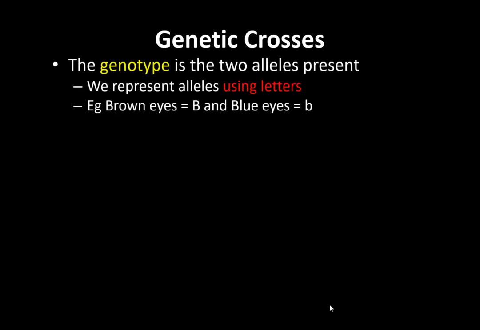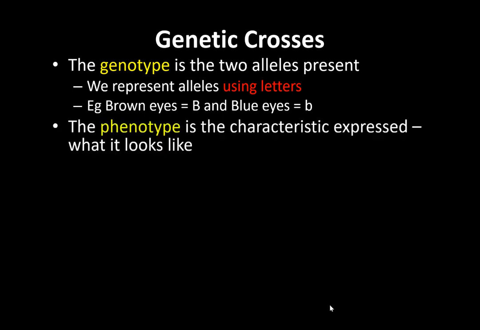So we can use this knowledge to work out what characteristics offspring might have. The genotype is the two alleles that are present. We can represent these using letters, and we always represent a characteristic using the same letter. But we represent the dominant allele with a capital letter and the recessive blue-eyed allele with a small letter. In the example I'm going to talk you through, eye colour, brown eyes we would represent using a capital B, and blue eyes using a small b.